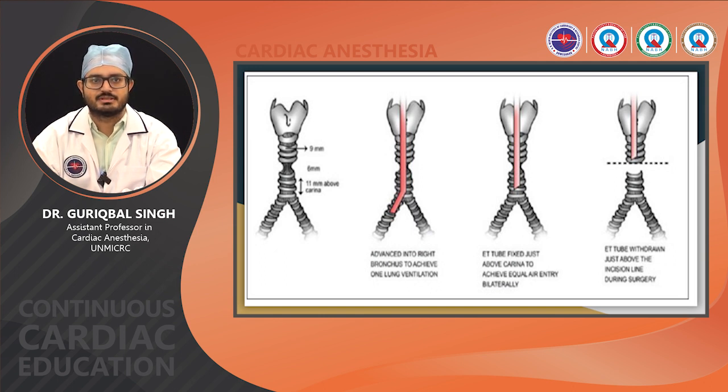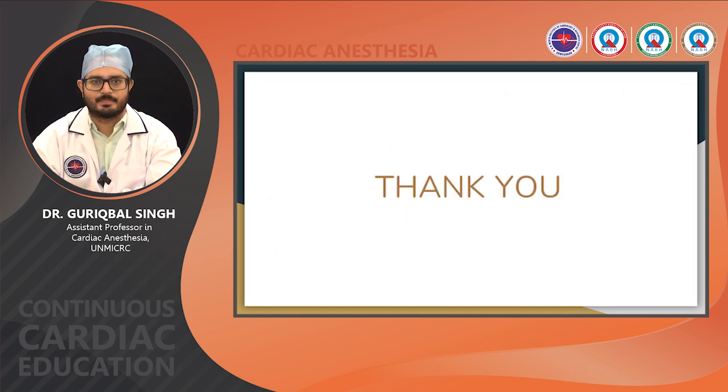So there is the narrowing portion which is around 6 mm, and proximally and distally the trachea is normal. So we pass the tracheal tube just below the stenosis to achieve one lung ventilation, and then slowly it is withdrawn to just above carina so that equal air entry is achieved bilaterally. And if the patient needs tracheal reconstruction, ET tube can be withdrawn just above the incision line during surgery. Thank you.